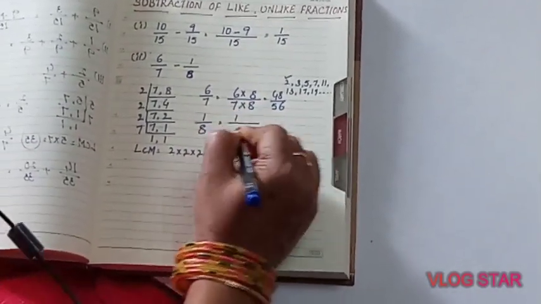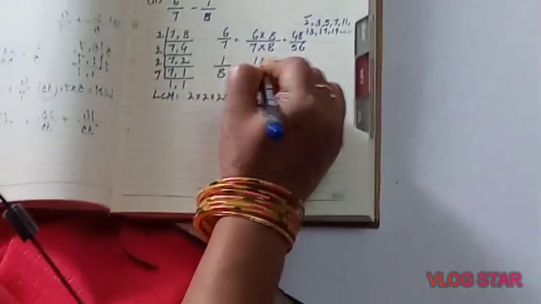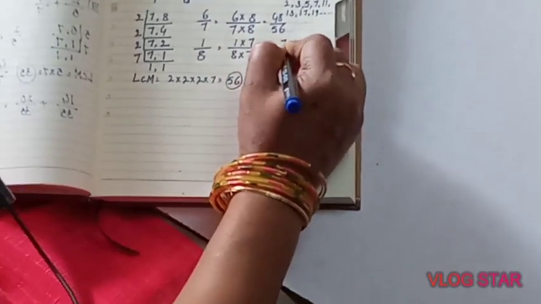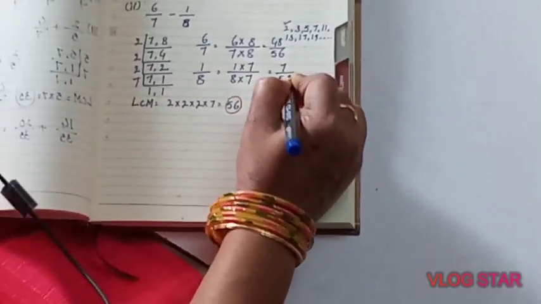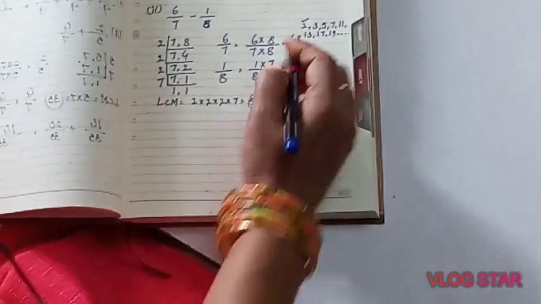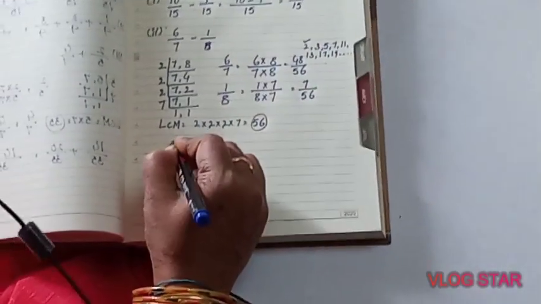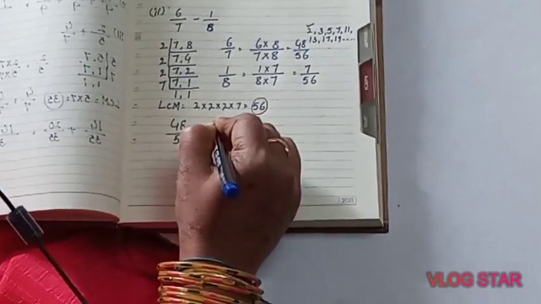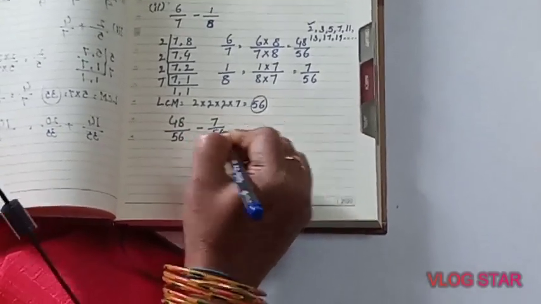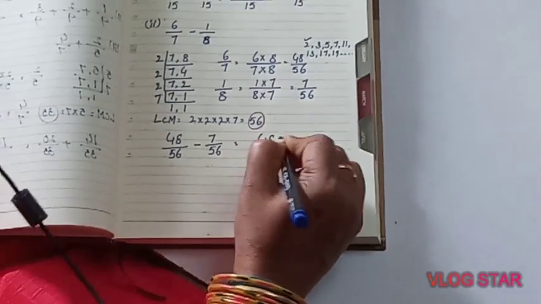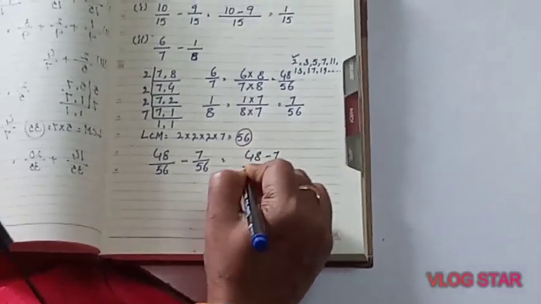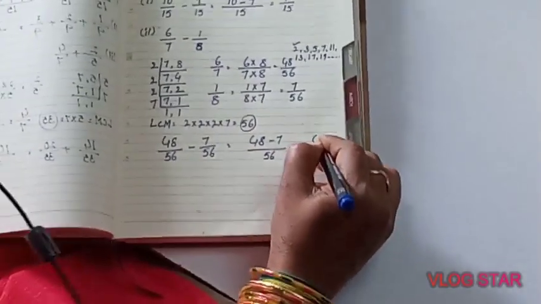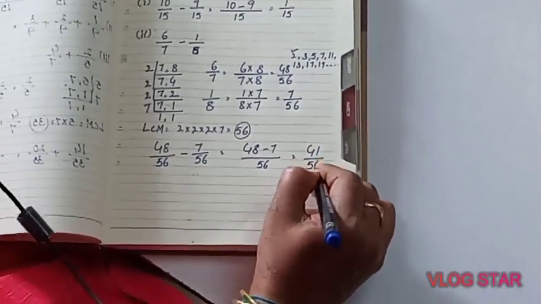Actual denominator is 8 but we want 56. So take 7 to multiply. 1 7 is 7, 8 7s are 56. Now you can see both became like fractions. Now put together 48 by 56 minus 7 by 56, which is, as I said, never try to add or subtract the denominators. 48 minus 7 is 41 by 56.